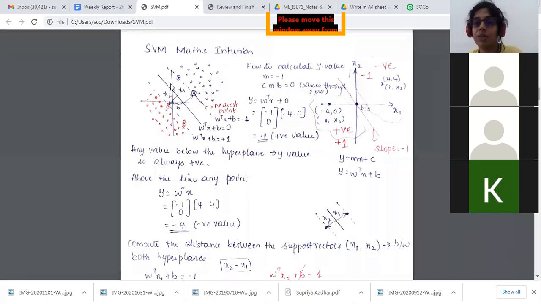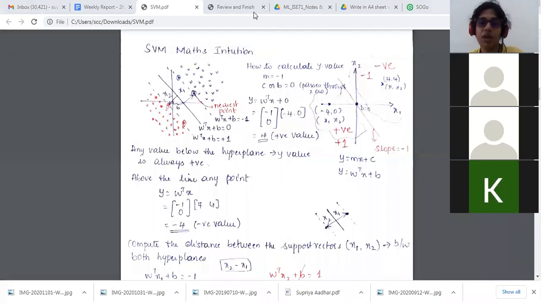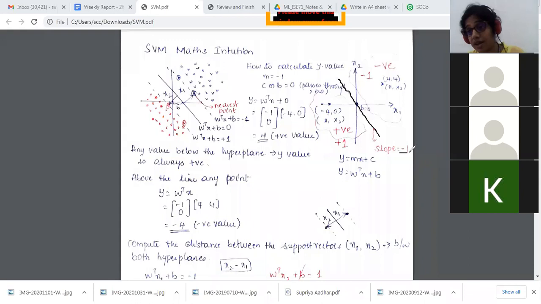Let's go ahead with a practical example of how this could happen. Now the practical example here is I'm taking x1 and x2 as my coordinate space. I'm going to draw a line. This is my hyperplane, where my slope is -1. I'm taking it in the opposite direction because slopes have directions.